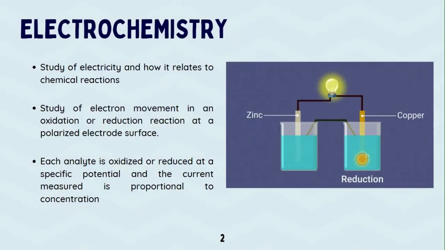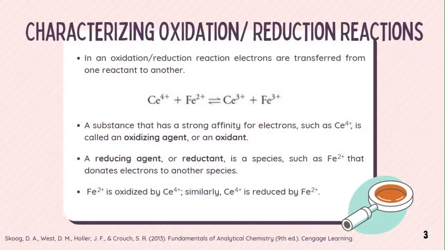To start with our discussion, let us first discuss electrochemistry. Electrochemistry is the study of how electricity is related to some chemical reactions. It also deals with the movement of electrons in oxidation or reduction reactions within a polarized electrode surface. In electrochemistry, the analyte of interest is oxidized or reduced at a specific potential in which the current being measured is proportional to the concentration. In oxidation-reduction reactions, electrons are transferred from one reactant to another.